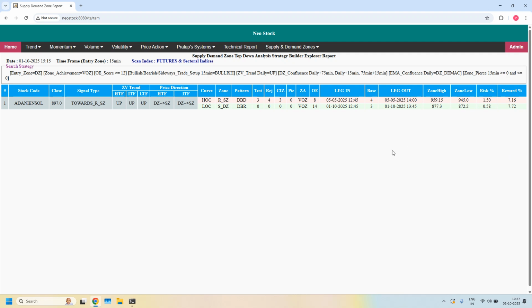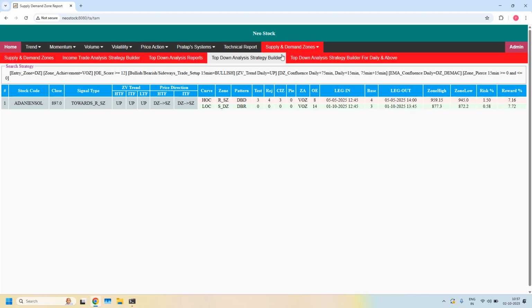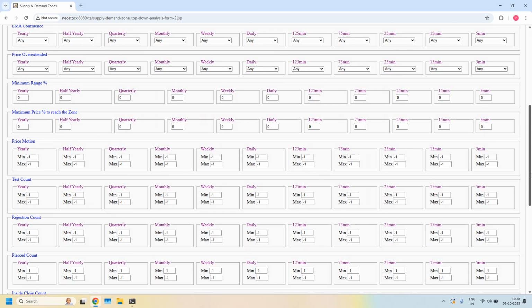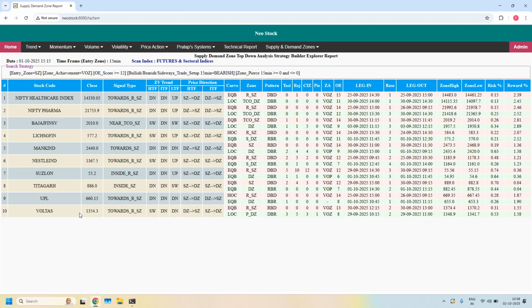Okay. Next, bearish trade setup for daily income trade. Changes are 15 minutes supply zone entry time frame zone, and here bearish, zone achievement VOZ, minimum order enhance score 12, and also the 15 minutes supply zone should not be pierced. So pierced count at 15 minutes time frame, minimum value 0, maximum value 0. With these filters, we got 10 stocks, and all the 10 stocks are supporting bearish trade setup for daily income trade. Entry time frame zones are 15 minute supply zones.